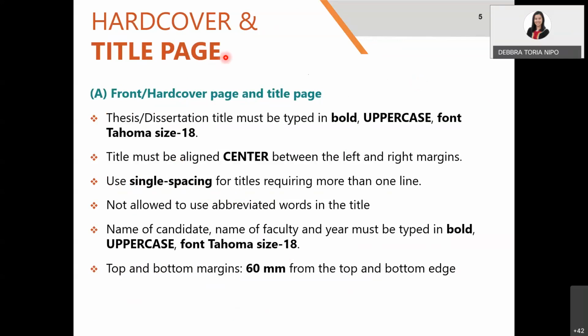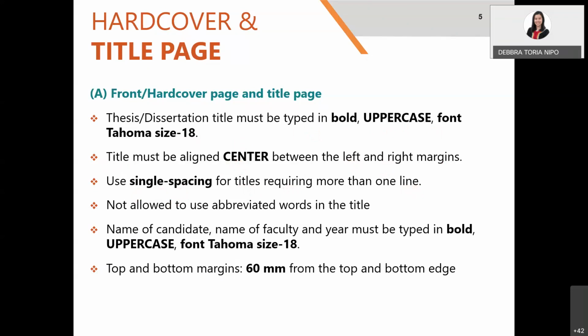Now for hardcover and title page, the first is the front cover, yeah? And the title page is the page that comes after your hardcover page, all right? Now your thesis or dissertation title must be typed in bold, uppercase, font Tahoma size 18, okay? Uppercase means capital letters, all the letters should be in capital form. And your title must be aligned center between the left and right margins. And you use single spacing should you have long titles that require more than one line, okay?